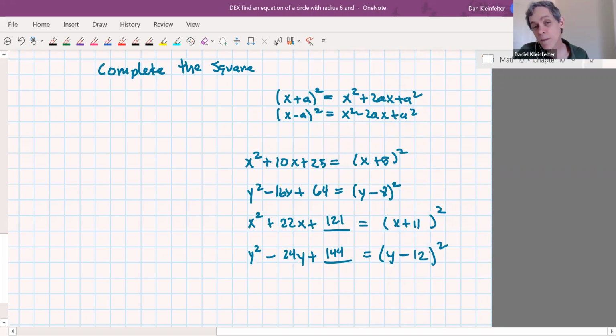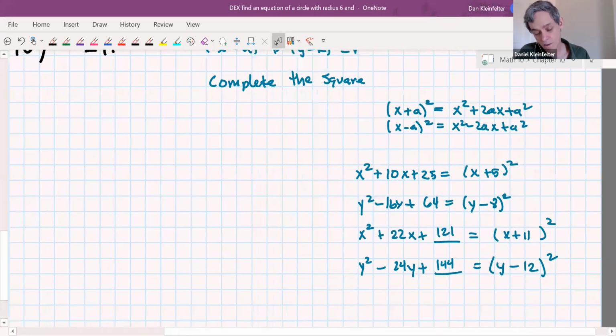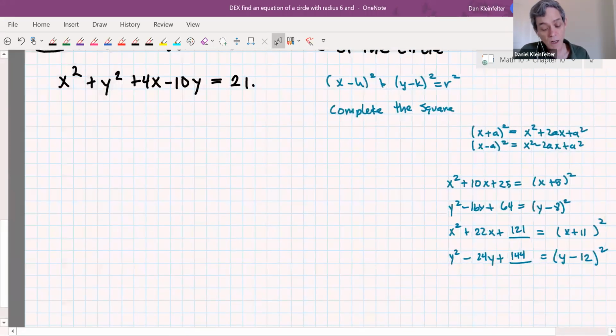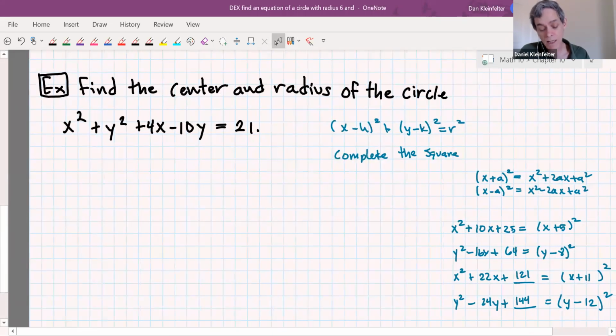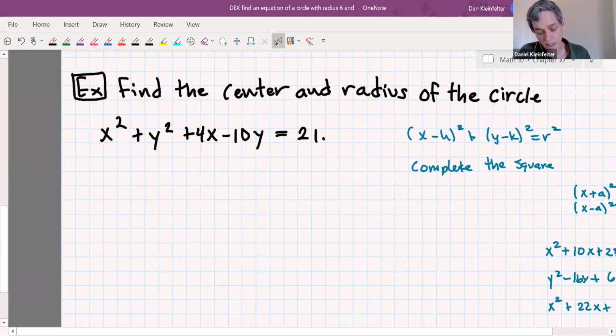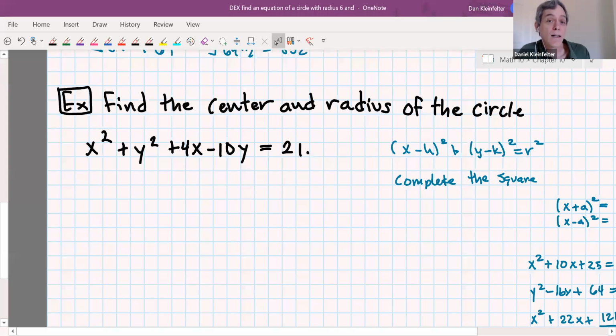If you need to know more about it, let me know. You can see me in office hours or send me an email. That's the method we're going to use to help us rewrite this equation of the circle. Usually this is used to help solve quadratic equations before you learn the quadratic formula, and it's also used for other purposes. But here we're going to use it to help us rewrite our circle equation.